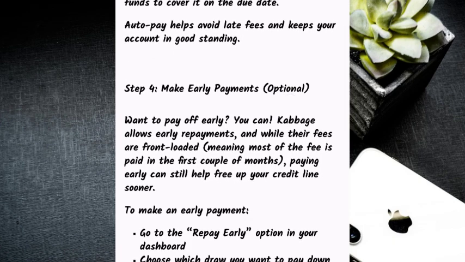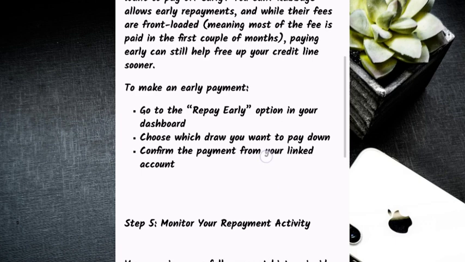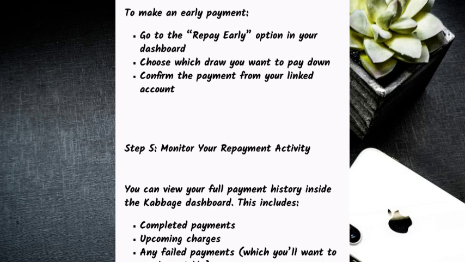Step 4, make early payments. If you want to pay off early, you can. Kabbage allows early repayments, and while their fees are front-loaded, meaning that most of the fees are paid in the first couple of months, paying early can still help free up your credit line a lot sooner. To make an early payment, all you've got to do is go to the repay early option in your dashboard, choose which draw you want to pay down, and then confirm the payment from your linked bank account.